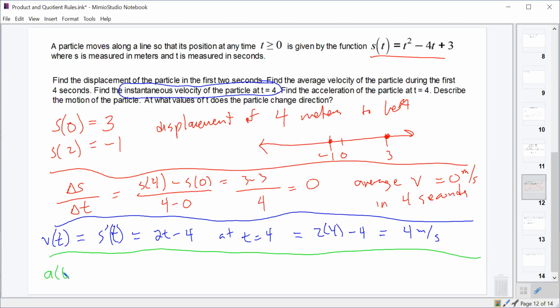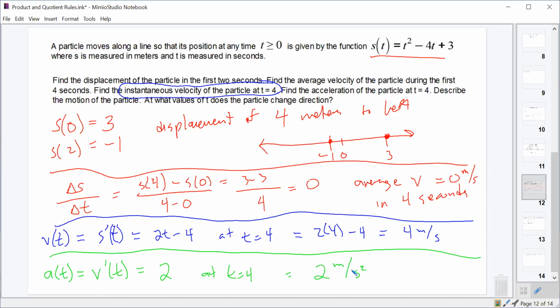And what about if we wanted to find the acceleration of the particle at t equals 4? What does a of t equal? The derivative of v of t. Right, v prime, our derivative of v, which is just 2. And at t equals 4, what does 2 equal? It equals 2, right? So it doesn't matter.